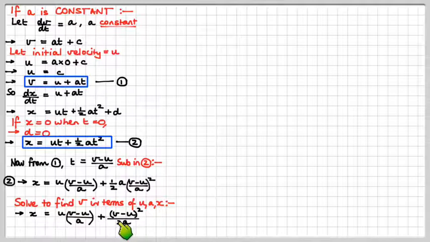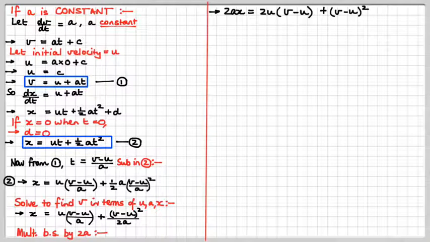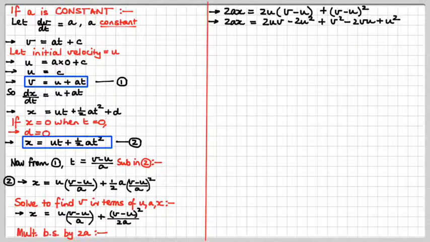Okay, now I think we better multiply both sides by 2a to get rid of these pesky denominators, don't you? And let's see what we get. Oh, very, very exciting. So what do we get? 2ax equals 2u, I get that, yes, times (v minus u), plus this thing over here without the 2a. Okay, very good. Now if we multiply those brackets out, good heavens, I told you, a bit of a mess. 2ax equals 2uv minus 2u squared plus the expansion of this quadratic. Okay, v squared minus 2vu plus u squared.